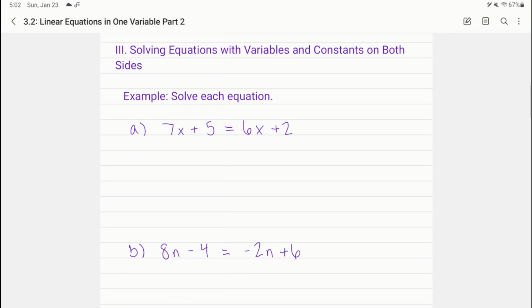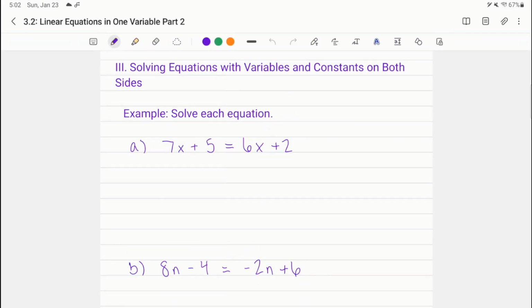Hello, this is part 2 of 3.2 linear equations in one variable. Today we're going to be solving equations with variables and constants on both sides instead of just one or the other. So let's just jump right into the examples. 7x plus 5 equals 6x plus 2.